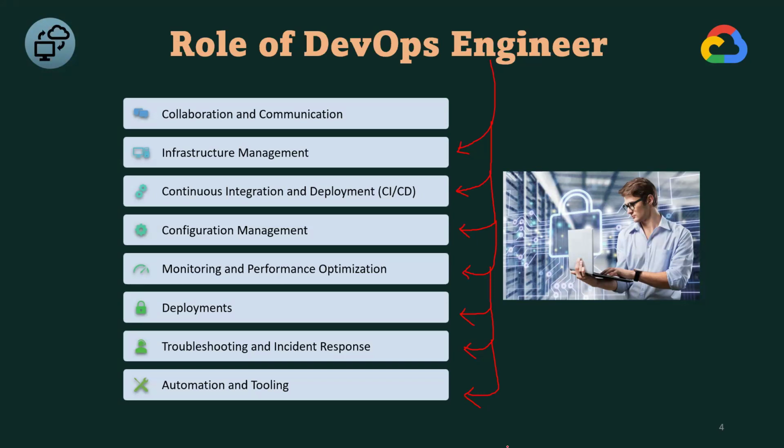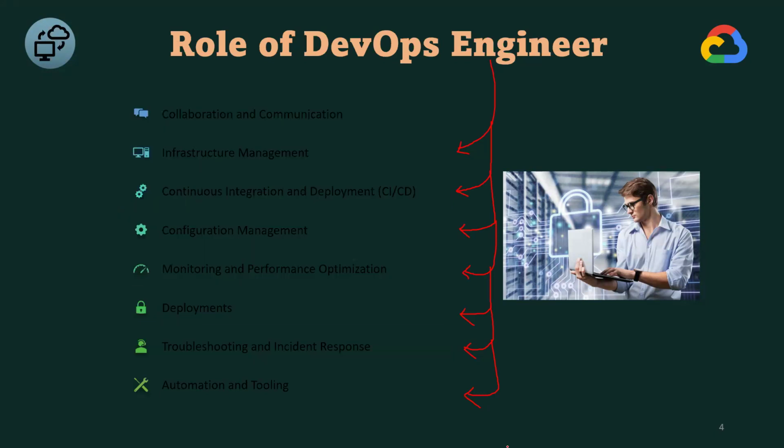Okay, so we should know the collaboration and communication, infrastructure management, continuous integration and deployment, configuration management, monitoring and performance optimization, deployments, troubleshooting, incident response, and automation and tooling. These are all the things we should know and work on. So this is what DevOps is.